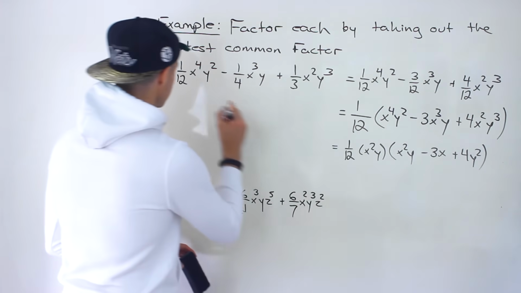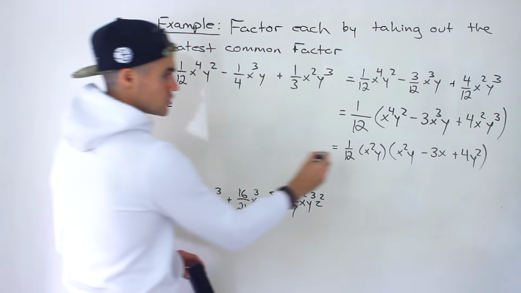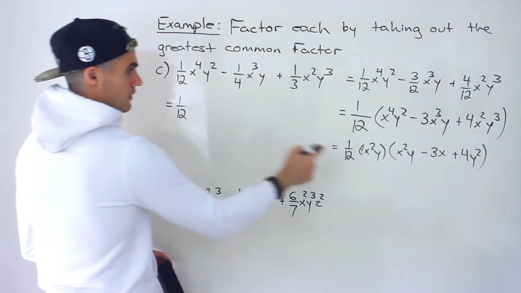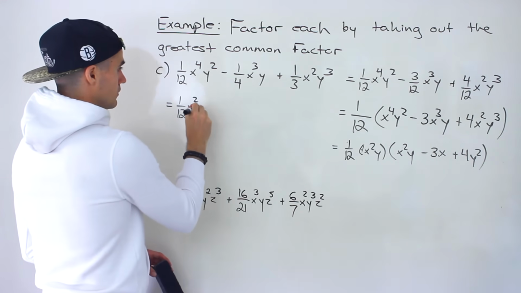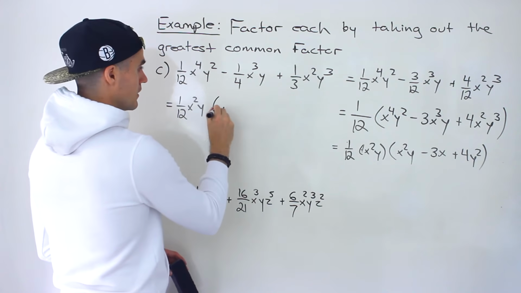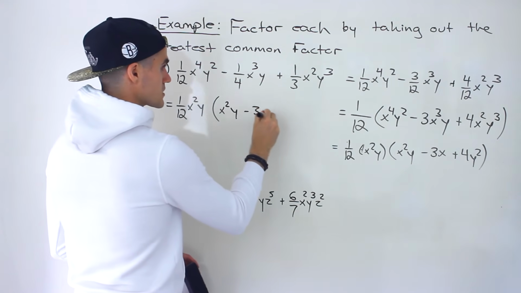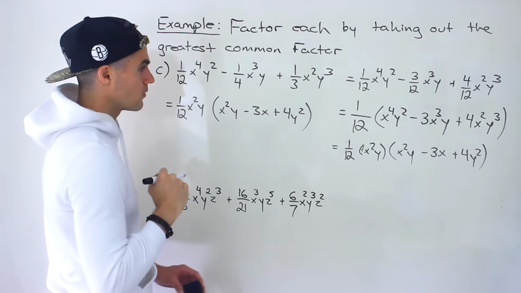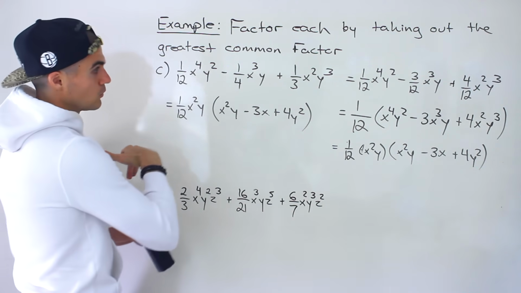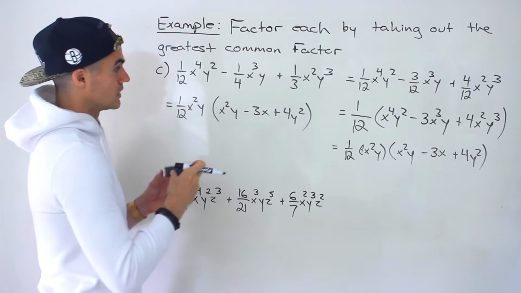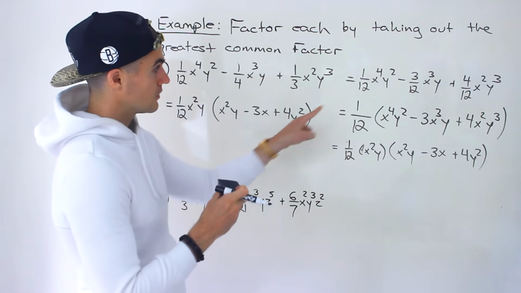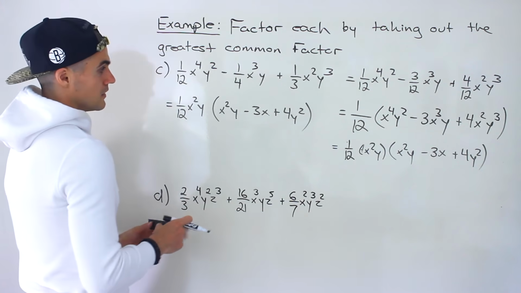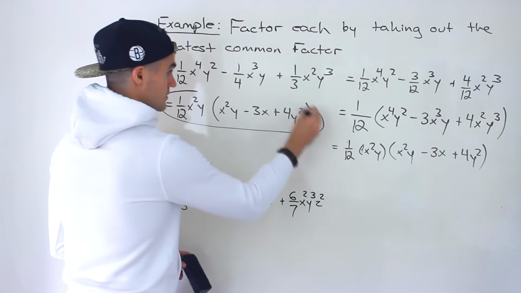For the question, to make it look nicer, what we would do, there's no number in front here, so it's like a 1. 1 times 1 is just 1, so we'd have 1 over 12. We want to get rid of this bracket, make it look a little nicer. We'd have that, x squared y minus 3x plus 4y squared, right? That's how you factor it. We took out the 1 over 12. That's what was common. That was the common factor, and then you had to convert it to a common denominator in order to see that, right? So this ends up being the final answer for part C.